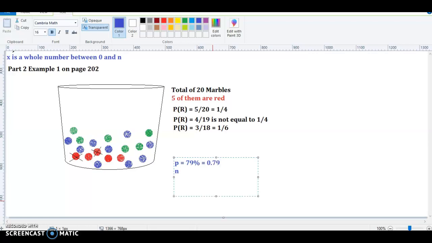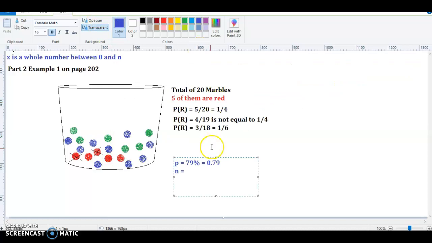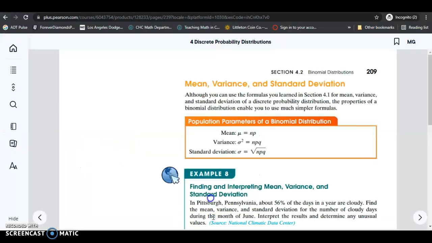Okay, the number of independent trials, so the number of adults that we're asking whether they think political correctness is a problem, is 6. So n is equal to 6 in our problem. Okay, so using that information, we can calculate the mean. So according to the book, the formula for the mean is n multiplied by p.